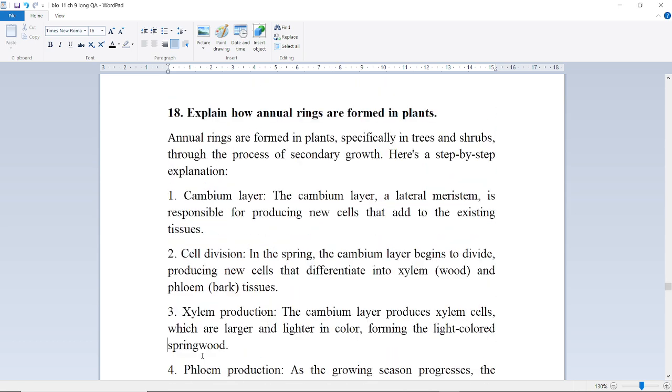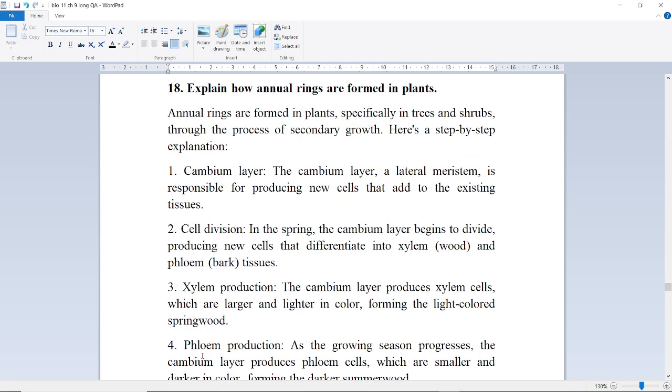Next question is: explain how annual rings are formed in plants. Annual rings are formed in plants, specifically in trees and shrubs, through process of secondary growth. Here is a step-by-step explanation. Cambium layer. The cambium layer, a lateral meristem, is responsible for producing new cells that add to the existing tissue. Cell division. In spring, the cambium layer begins to divide, producing new cells that differentiate into xylem wood and phloem bark tissue. Xylem production. The cambium layer produces xylem cells which are larger and lighter in color, forming light-colored spring wood.